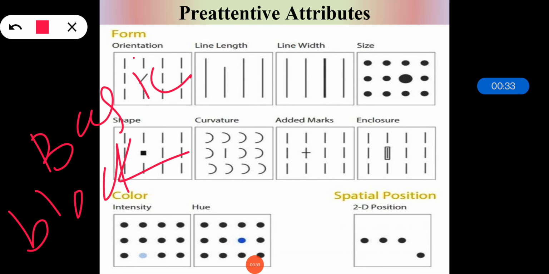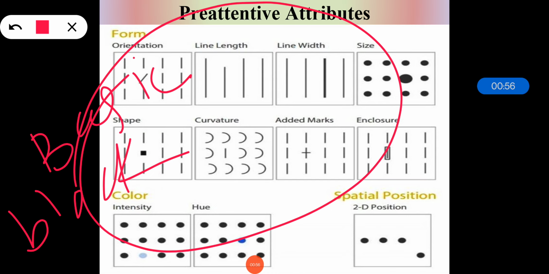Whenever we are trying to see a visualization, because of these attributes, we can catch things at that particular instant. They can be perceived in less than 10 milliseconds, even before we make a conclusion or conscious effort to notice them. So here is the list of preattentive attributes: orientation, line length, line width, size, shape, curvature, added marks, enclosure, and talking about color, intensity, hue, and spatial position, that is, 2D position.